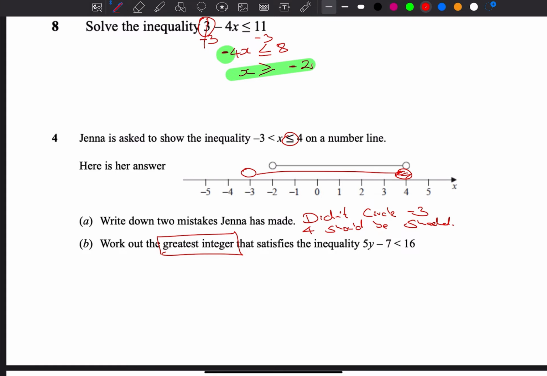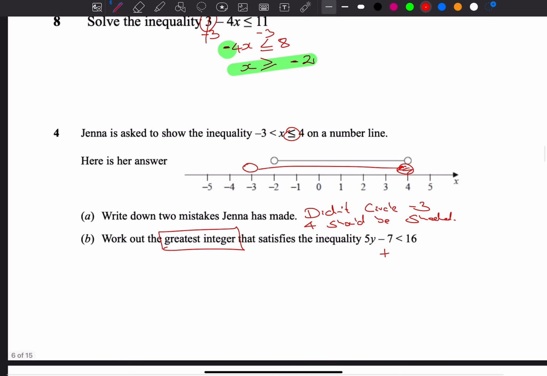Integer means whole number. Okay, got this. So we will solve it. -7 means add 7 to both sides, right? You can do it in your head. 5y less than what? Add 7 on that, 23. y less than, the sign stays the same. 23 divided by 5. Oh, that's 4.6.